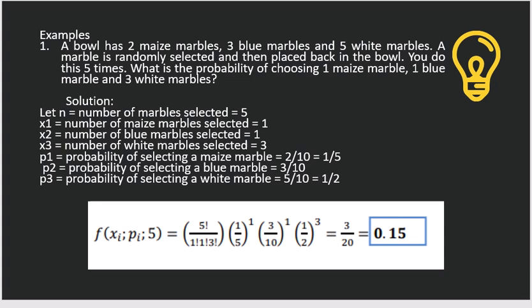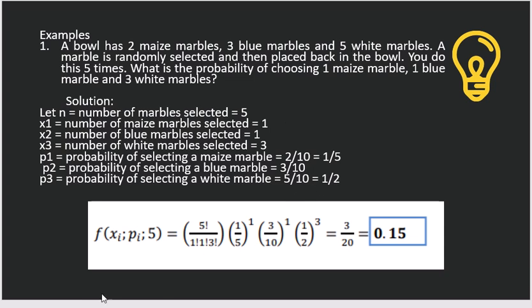So the probability of selecting the maize marble is 2 over 10. So how did it become 10? Because the total number of marbles, we have the 5, we have the 3, and we have the 2. So the probability p sub 1, the maize, is 2. No? 2 over 10. That is equivalent to 1 over 5. The blue is 3 over 10. And we have the probability for the white, 5 over 10.